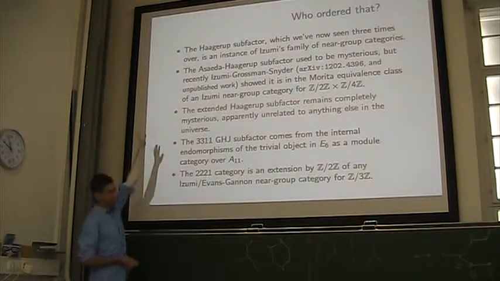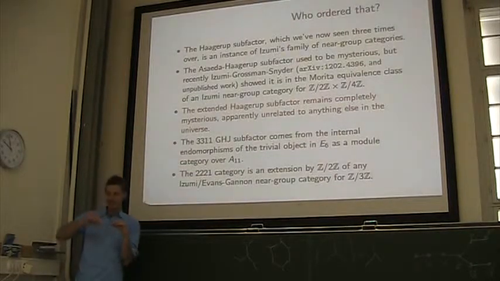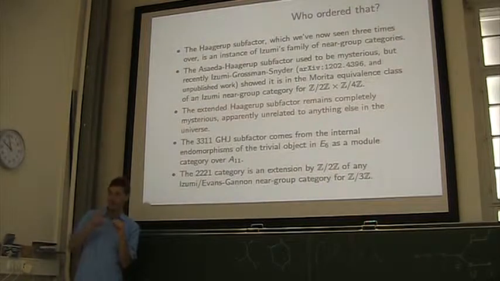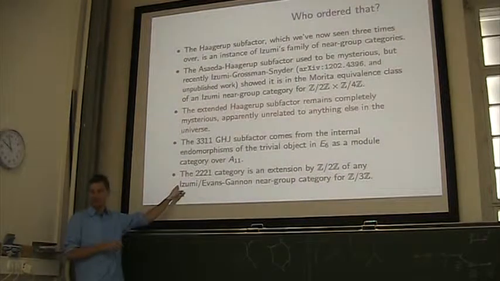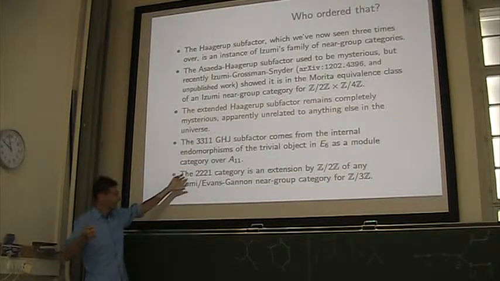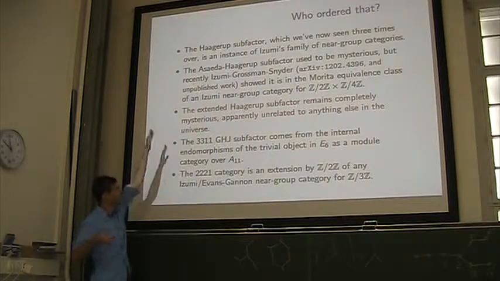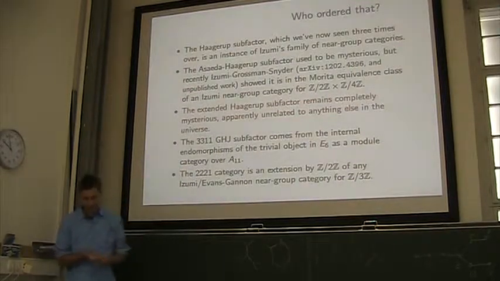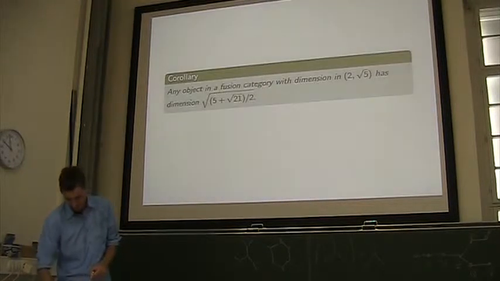The first four here do not arise as the trivial merger equivalence from a fusion category to itself, but this last one does. And so the only way to get a fusion category of dimension d, the corresponding subfactor of dimension d squared, of these five, only this one can turn up in that way. Okay, so that gives you the corollary about dimensions of objects in fusion categories.